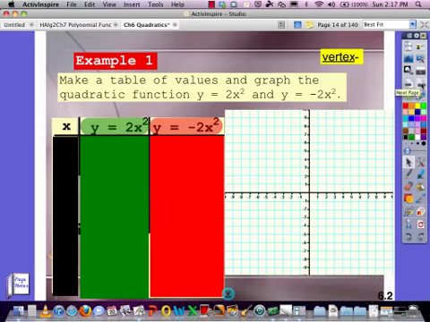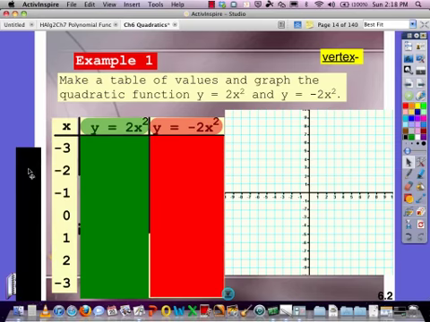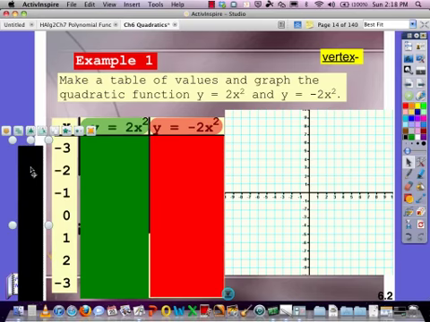All right, make a table of values and graph the quadratic function. So I'm saying we've got y equals 2x squared and y equals the opposite of 2x squared. So I want you to do a little discovery here this time. On your calculator, you guys do that. And when you do, you should be able to get some negative, some positive values. So I'm just going to go with my x values here. Now, if you've got it graphed, let's see if your results show. Now, you should know right away this is a parabola through 0, 0.